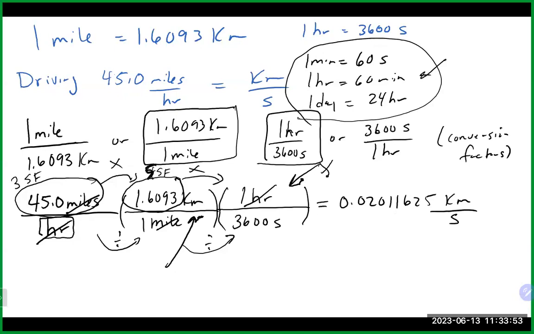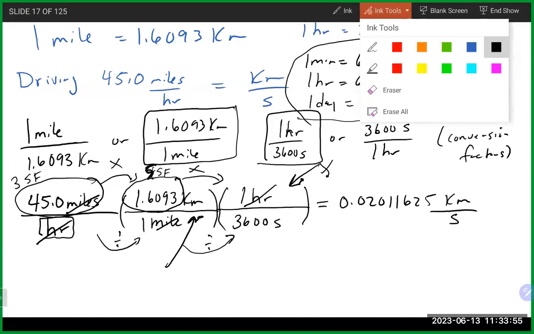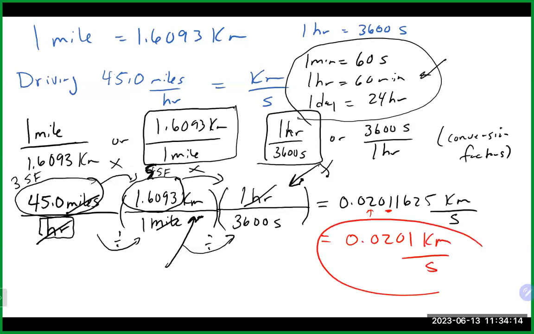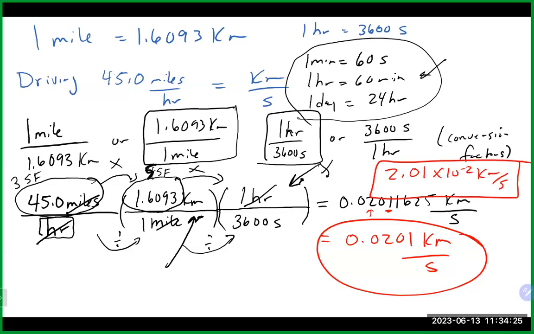And that takes us to here in terms of our answer. This number right here is our 3rd significant figure. All those zeros at the beginning are not significant. So we start counting at the 2, the 0, and the 1. That means we should end up with 0.0201 kilometers per second. Also, obviously, you could do scientific notation of something like 2.01 times 10 to the minus 2 kilometers per second if you want to do scientific notation.